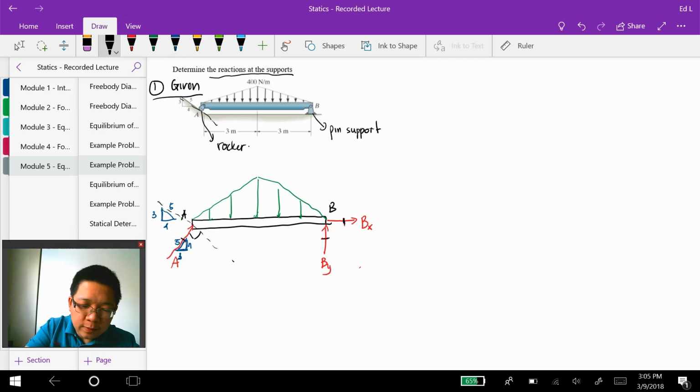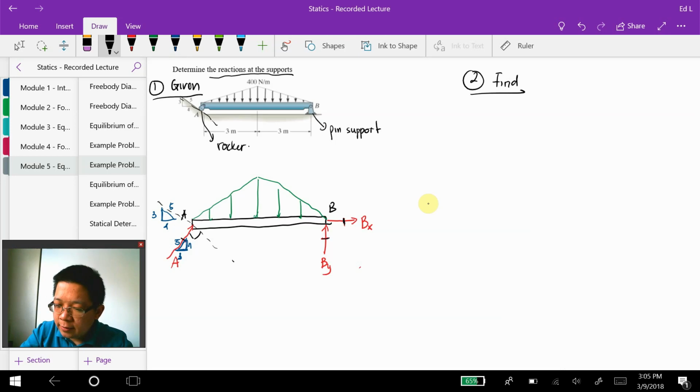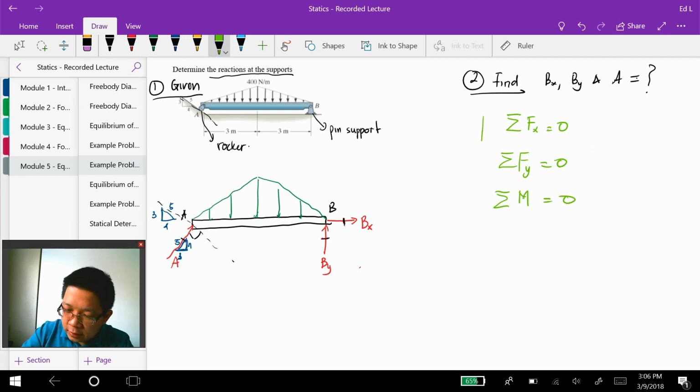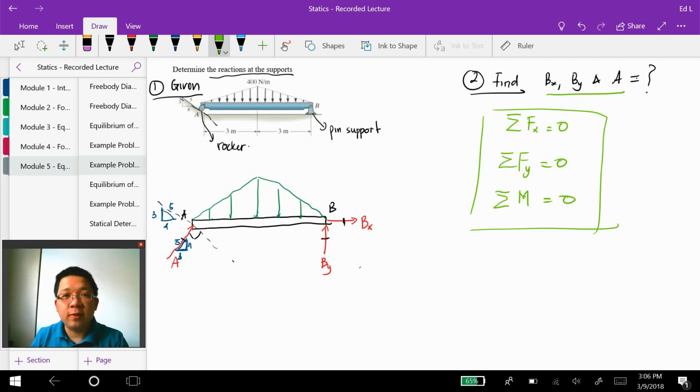In these problems we need to find Bx, By, and A. It seems like this is a general equilibrium case, so we can write 3 equilibrium equations: sum of the forces in x equal to 0, sum of the forces in y equal to 0, and sum of the moments at any point equal to 0. 3 equations, 3 unknowns, then this problem should be solvable.